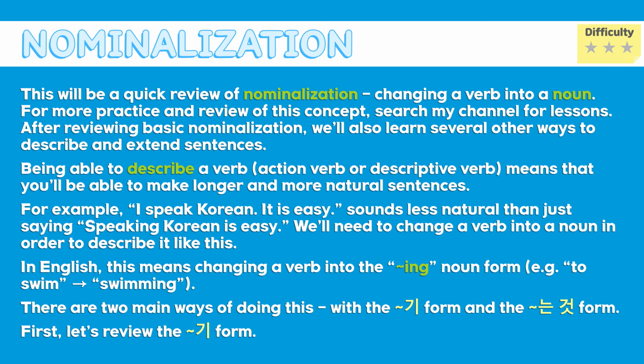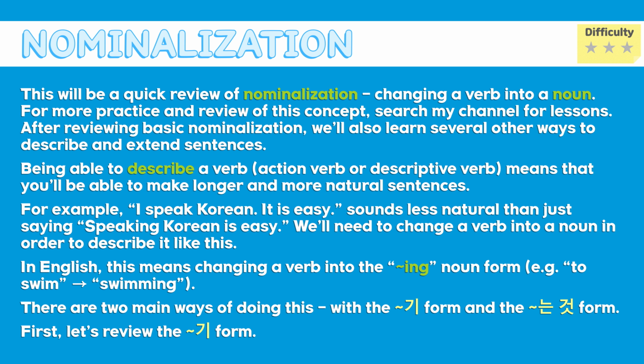Being able to describe a verb, an action verb or descriptive verb, means that you'll be able to make longer and more natural sentences. For example, "I speak Korean. It is easy" sounds less natural than just saying, "Speaking Korean is easy." We'll need to change a verb into a noun in order to describe it like this. In English, this means changing a verb into the -ing noun form. For example, "to swim" would become "swimming." There are two main ways of doing this, with the ki form and with the nun-got form.